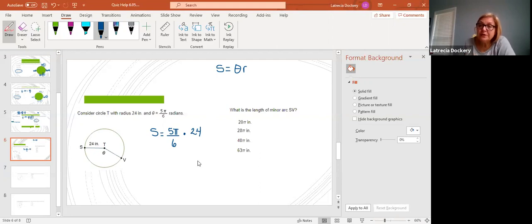We can do this on our calculator, or we can simply do a little cross-canceling first. 6 will go into 6 1 time and into 24 4 times. And 4 times 5 is 20 pi. And this is inches, because we are getting the length of a minor arc. All right, so 20 pi inches. And there you go, guys.